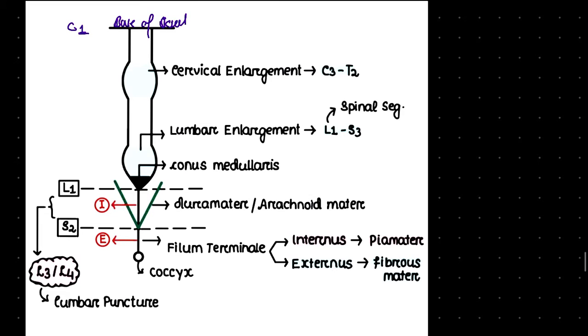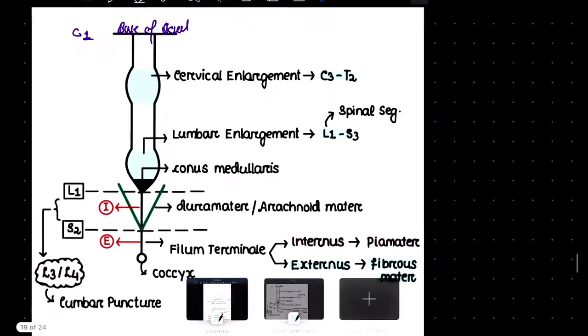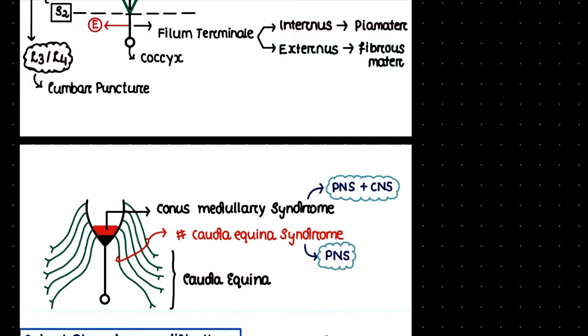Why don't we go all the way down to L5? Because L5 is sometimes fused with the sacrum. That's why. So this was about lumbar puncture. Now moving further.